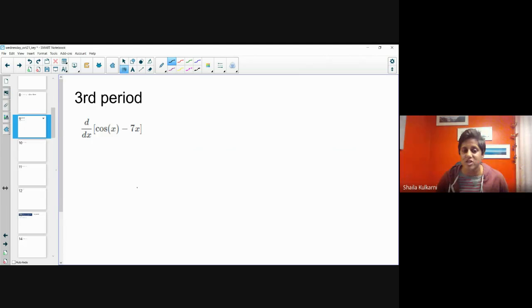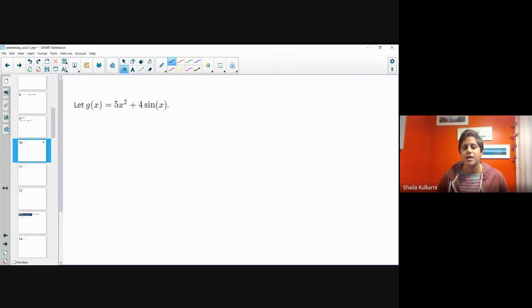This is third period's problem. Again, what's the derivative of cosine? It's negative sine x. What's the derivative of anything to the first power? Just the number in front. So that's the first example. Second example, the derivative of 5x squared is 10x. What's the derivative of sine? Positive cosine. There's our answer.